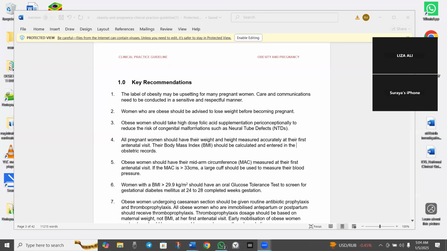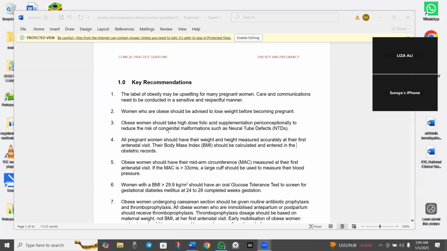She has to take a high dose of folic acid. High dose means 5 milligram. And obese women are also deficient in vitamin D. So we have to start folic acid before pregnancy, sometimes 3 months or 1 month before pregnancy. We will start folic acid 5 milligram and vitamin D.